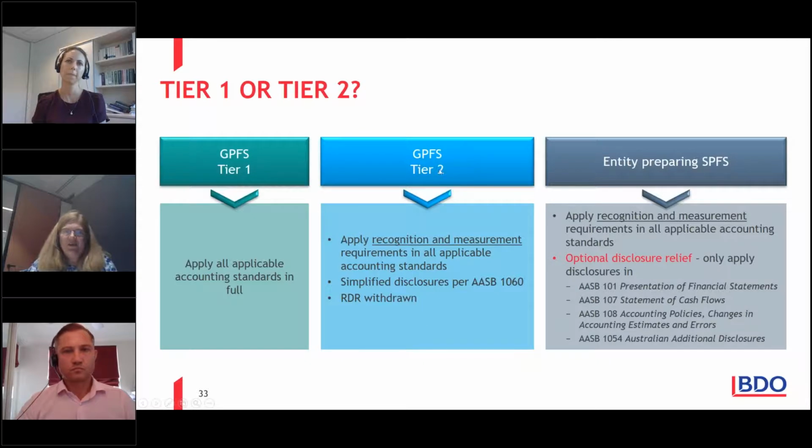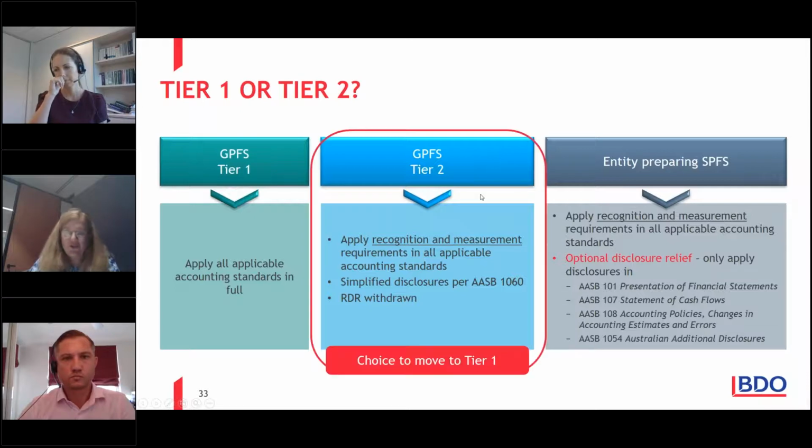Because if you're in tier two, you have the choice to stay within tier two and do the simplified disclosures under AASB 1060, or you've got the choice to move up to tier one. So that's a choice that's available to you. If you end up in tier one, that's where you are. If you're in tier two, you've got a choice to move up to tier one.